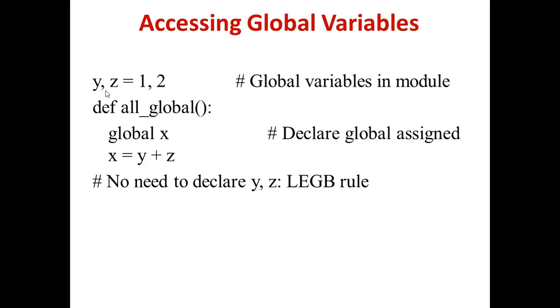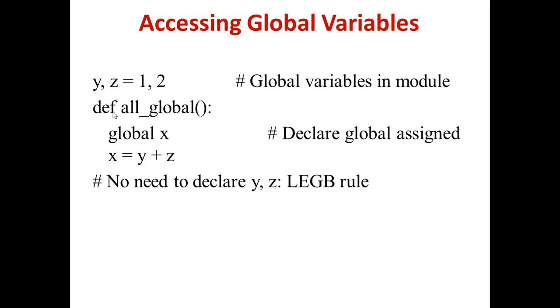We have y and z assigned to 1 and 2, and we have a function called all_global. Inside that function, in my local scope, I'm making x global. Then under that I'm just adding up y and z. Finally it will print all those values. 1 plus 2 is 3.